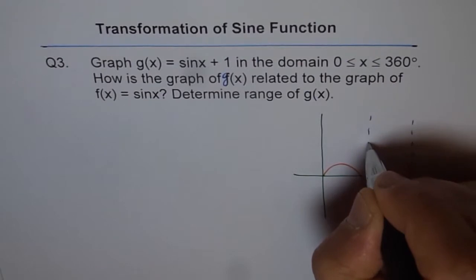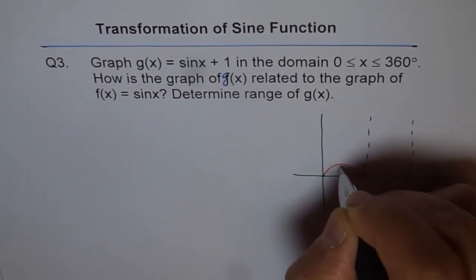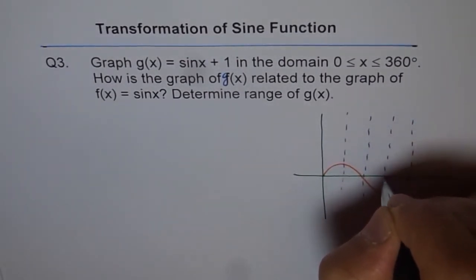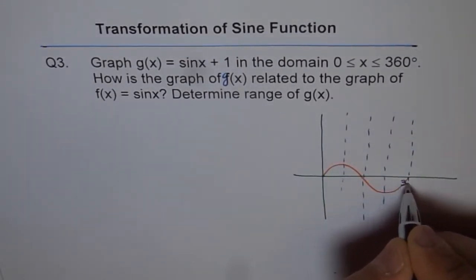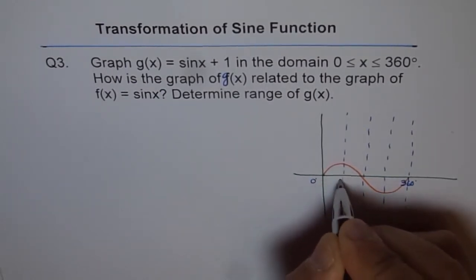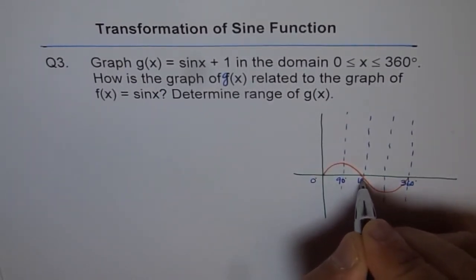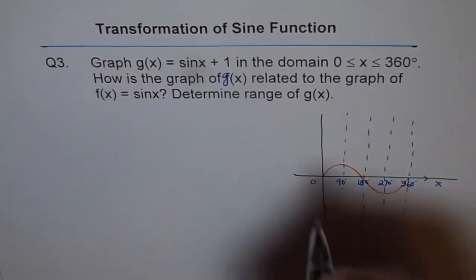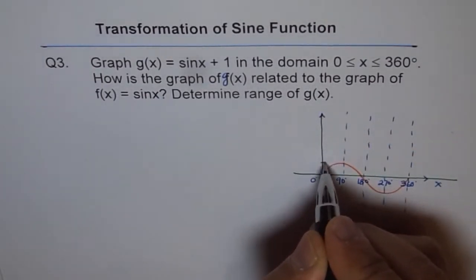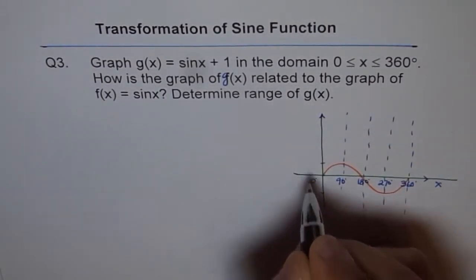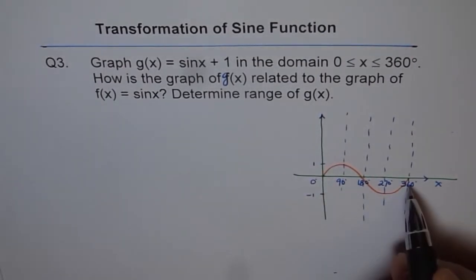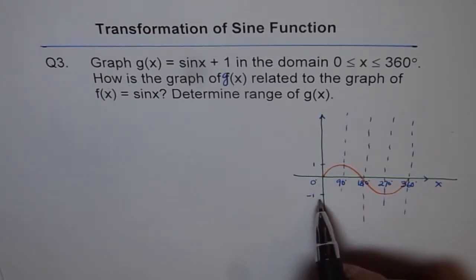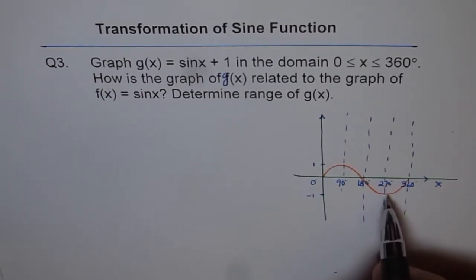This is 180, and here we have 90, and this is 270 degrees. So we have 0 degrees, 90 degrees, 180 degrees, 270 degrees, and 360 degrees along the x-axis. On the y-axis, we have plus 1 here and minus 1 here. So for sine x, the time period is 360 degrees, the maximum value is 1 at 90 degrees, and the minimum is minus 1 at 270 degrees, right?